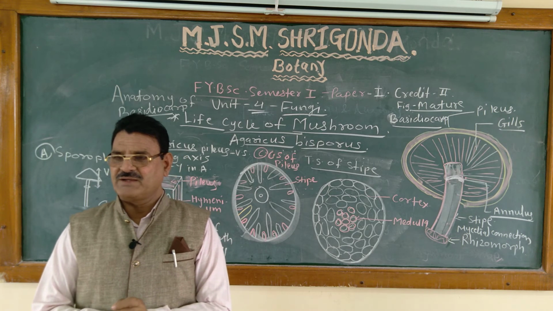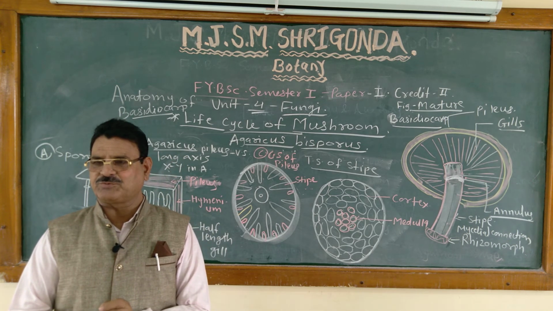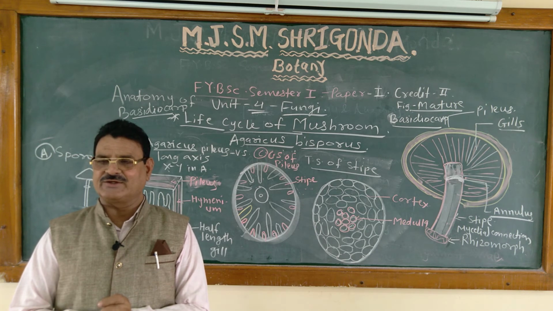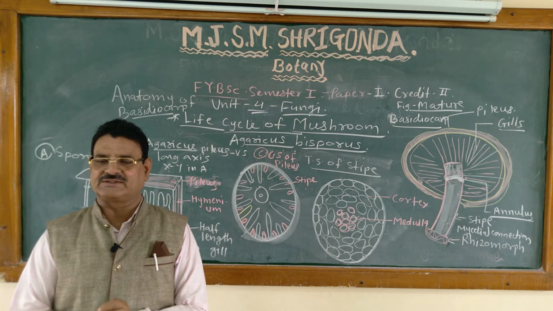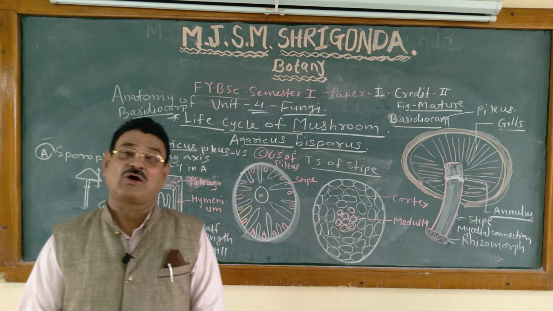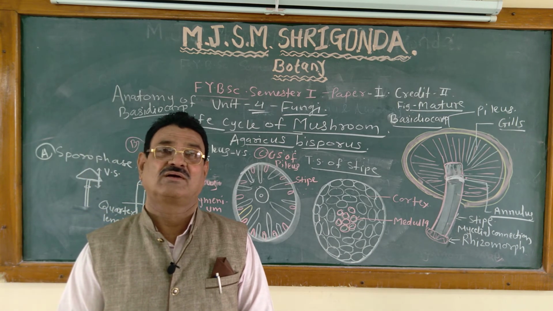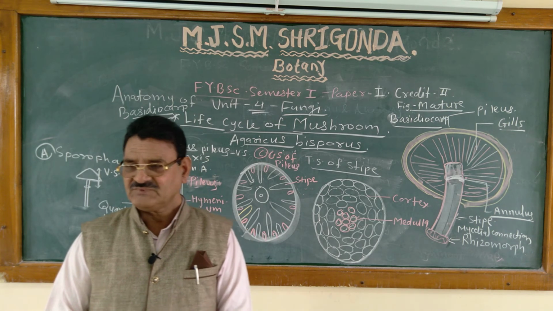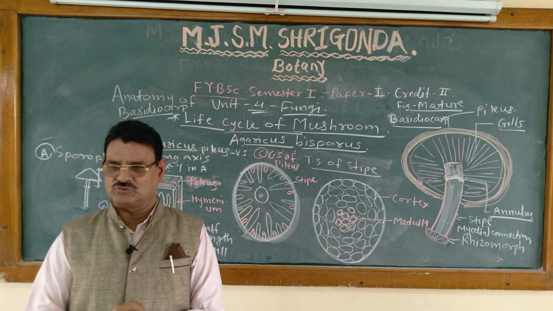The primary mycelia are formed by germination of basidiospores of opposite strains. The hyphae of opposite strains, that is positive and negative strains, fuse together and form a secondary mycelium, and the secondary mycelium germinates to form the basidiocarp or fruiting body of the mushroom, or sporocarp. Then discharge or dispersal of basidiospores.